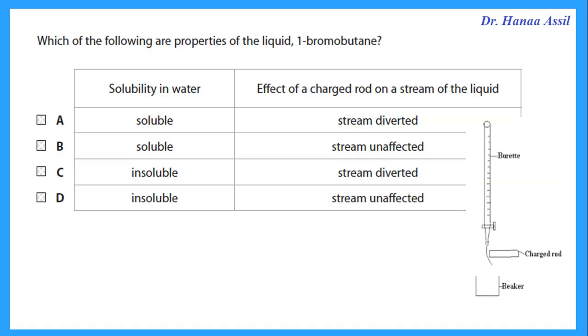If the liquid is polar, it is diverted, or the stream bends towards the charged rod or away from the charged rod. That indicates that the molecule is polar. So first of all, is our molecule polar? Yes, it is polar, so it will be affected by a charged rod. But remember that this is an organic compound. Organic compounds do not dissolve in water.